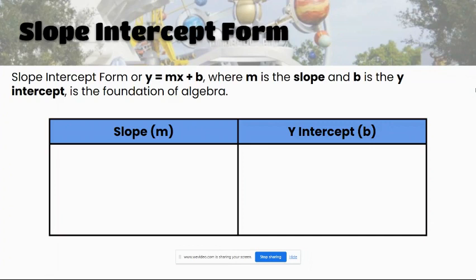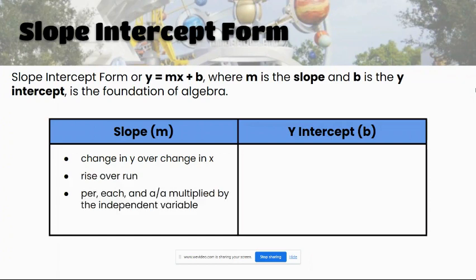So slope, or m, some words that mean slope. We've got change in y over change in x. So if I've got a table, we're going to look at our y values, see how we go between them, look at our x values, how you go between them, and then put them on top of each other. Rise over run, perfect for a graph. Per, each, and slash a, that is multiplied by the independent variable. Those are some words if you're trying to find slope in a word problem.